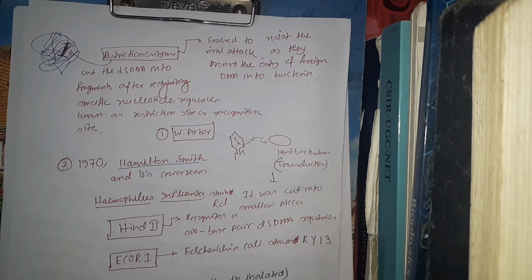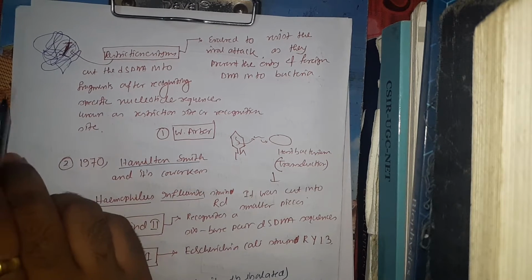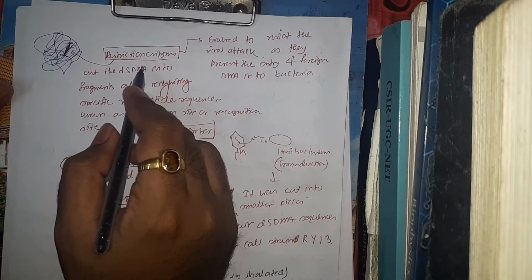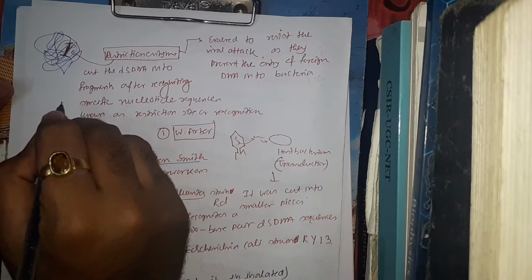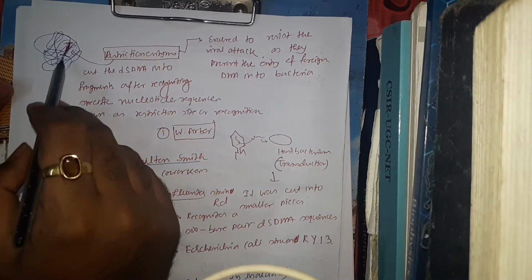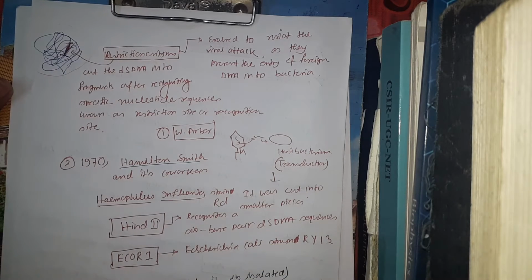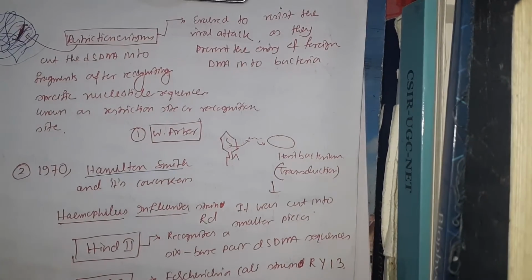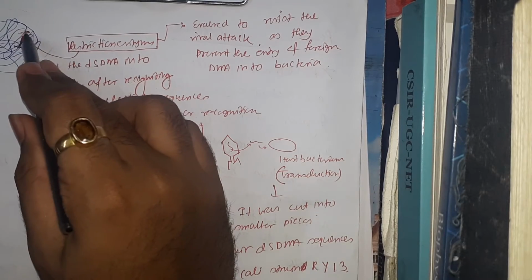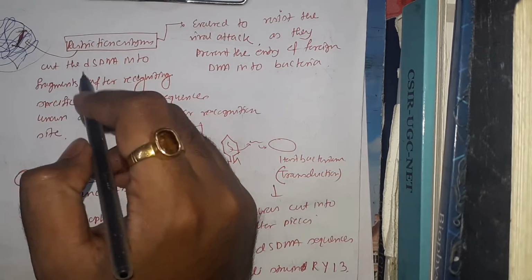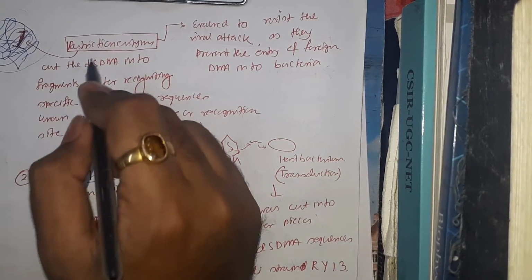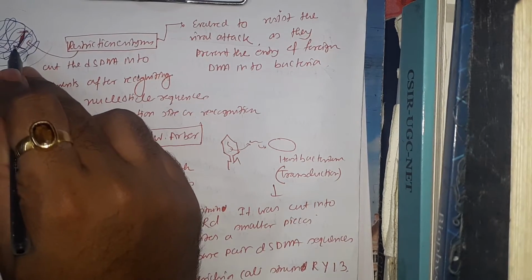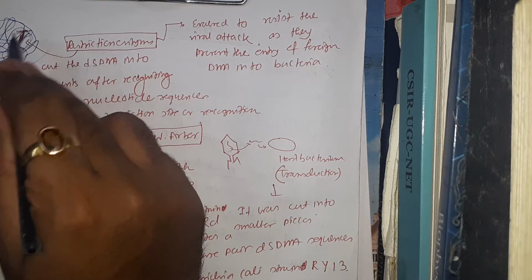What is restriction endonuclease? Let's start without wasting any time. Restriction enzyme, or restriction endonuclease. Suppose this is a bigger chromosome, and you need to isolate a small portion from it, which I have mentioned here in red color. By using a restriction enzyme, you can cut this double stranded DNA into fragments.